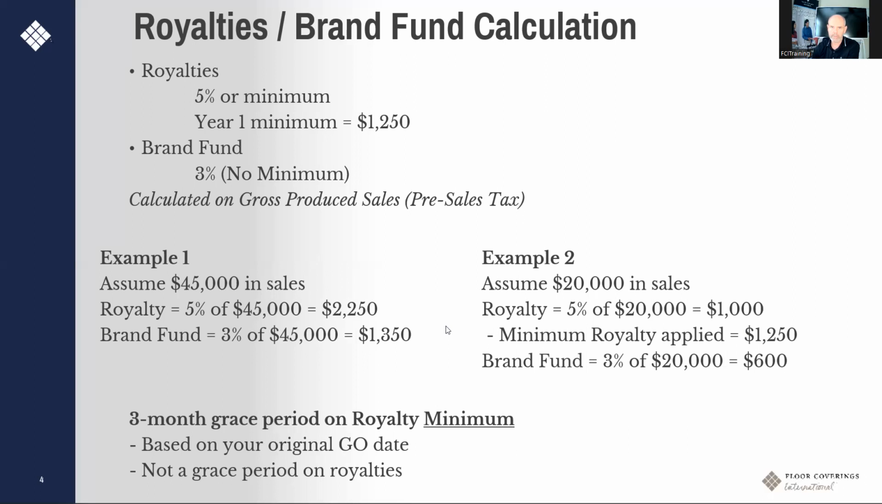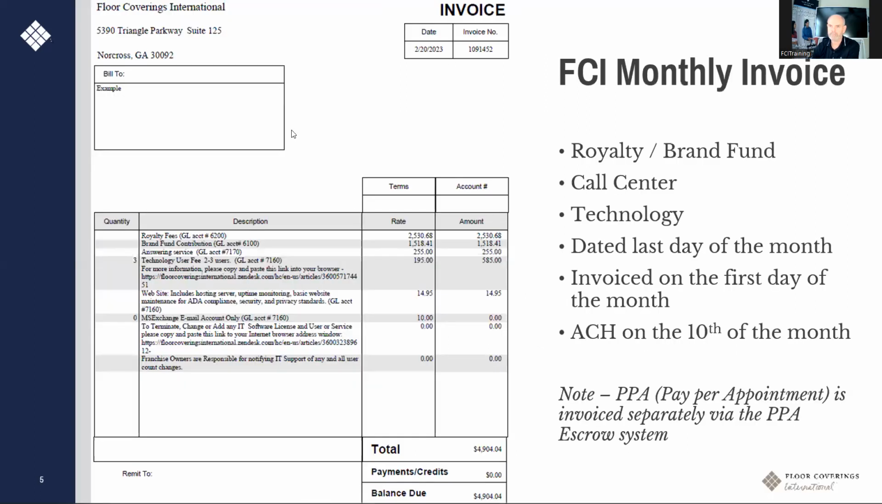And speaking of invoicing, let's take a look at an invoice. So this is a typical invoice. Yours will look very similar to this. You'll have different line items. You'll see on here, you've got your royalty fees that are calculated. One of the things that's very convenient with the Floor Coverings International invoice is that it lists the GL accounts that you would want to put in your QuickBooks. So when you get this invoice, you could put on line 6200 a royalty of $25.30 and 68 cents.